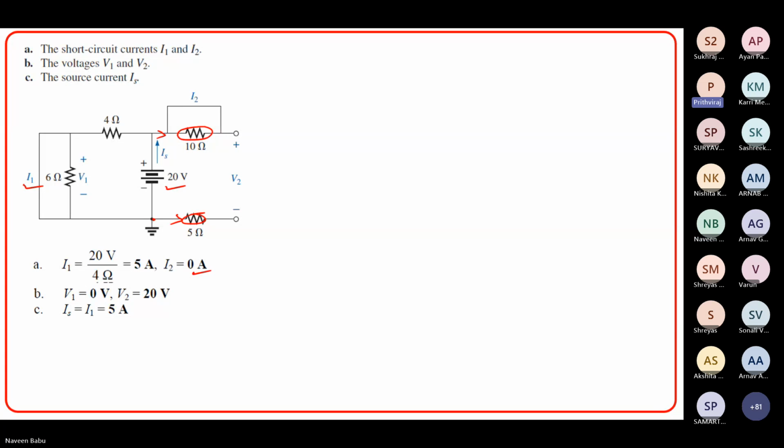So I don't quite understand how V2 is 20 volts. Like in the previous question, we attached imaginary batteries and continued the circuit, connected them to ground, and then found out the voltage. So why don't we do the same here?